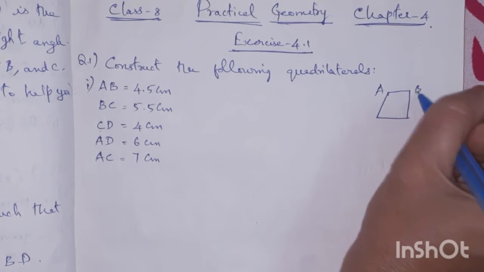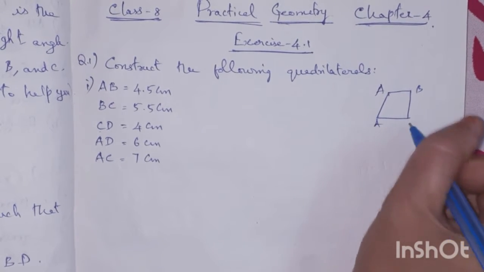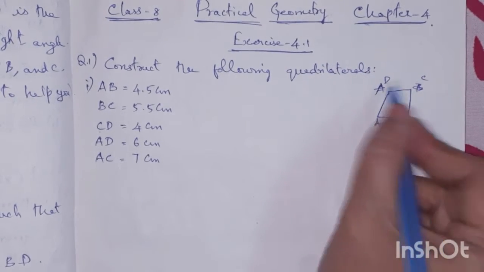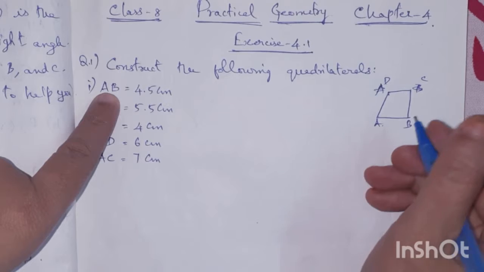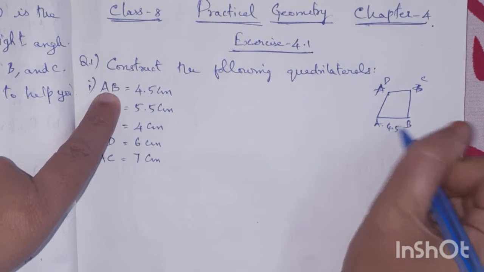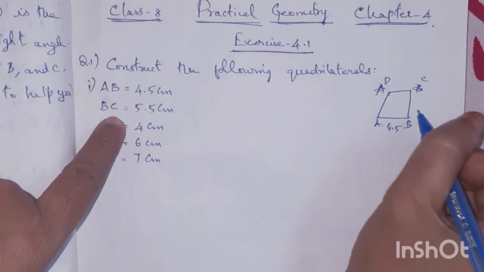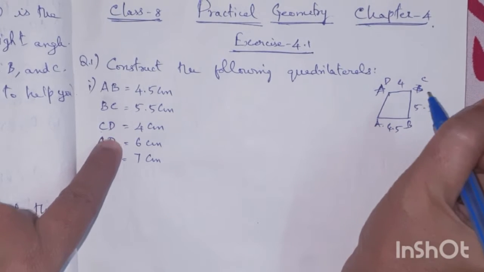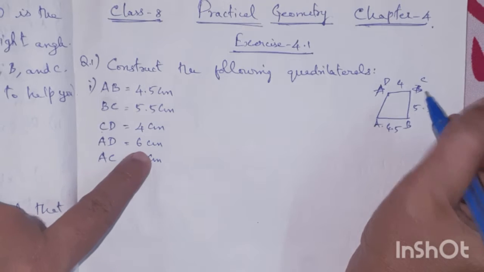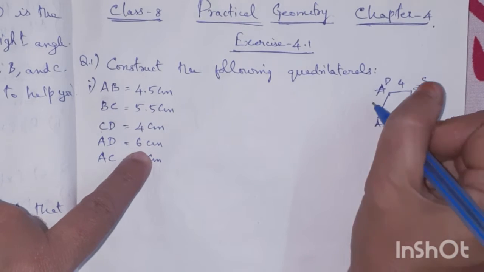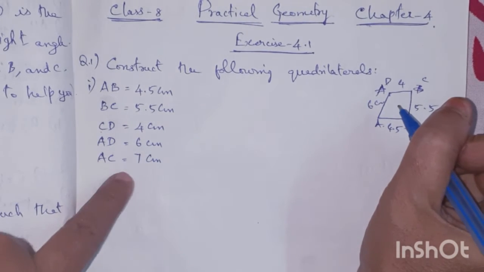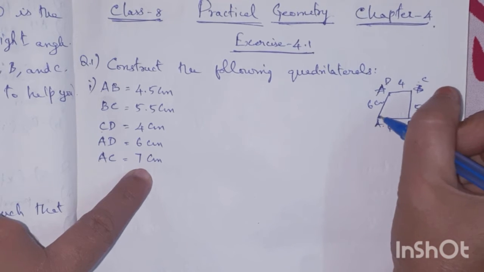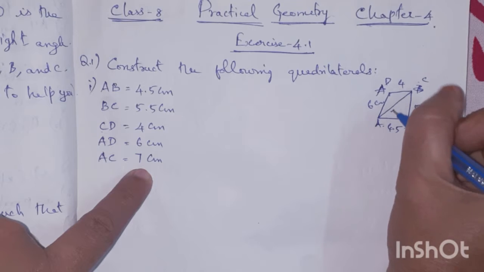A, B, C, D. AB given 4.5. BC given 5.5. CD given 4. AD given 6. AC equal to 7 centimeter.